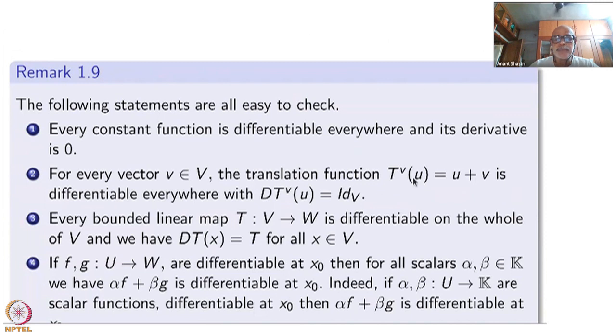the translation function. On a vector space, you have this map u going to u plus v, where v is fixed. It is a translation function; I have written T upper v of u. Maybe I will forget to write this notation every time. The translation function is very easy to remember. This is differentiable everywhere, and its derivative is the identity function. Remember, translation is from V to V, so the derivative will also be from V to V. It will be a continuous linear map, which in this case is the identity of V.